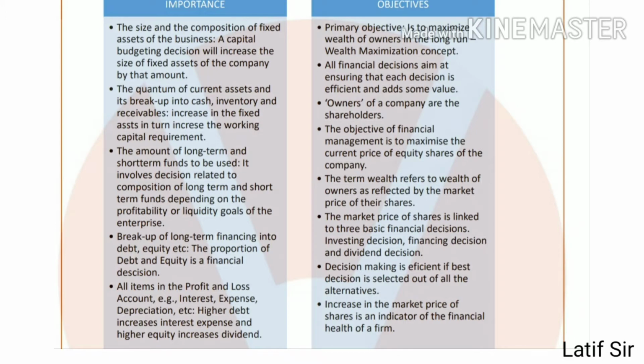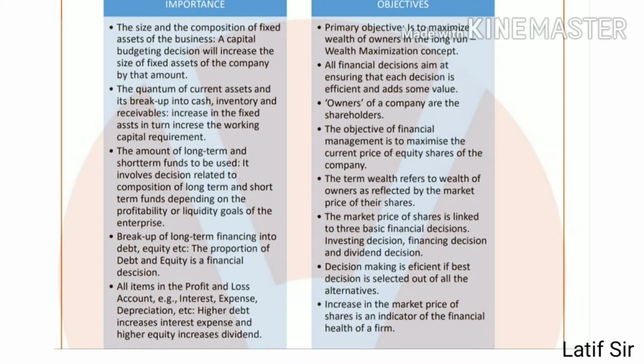Objective: the primary objective is to maximize the wealth of the owners. All financial decisions aim at ensuring that each decision is efficient and adds some value. Owners of a company are the shareholders. The objective of financial management is to maximize the current price of the equity shares of the company. The term wealth refers to the wealth of owners as reflected by the market price of the shares.